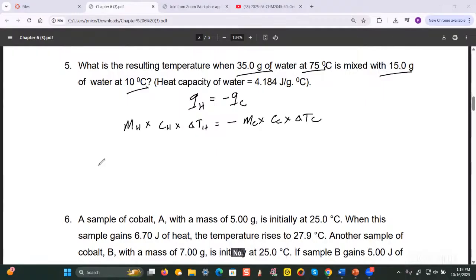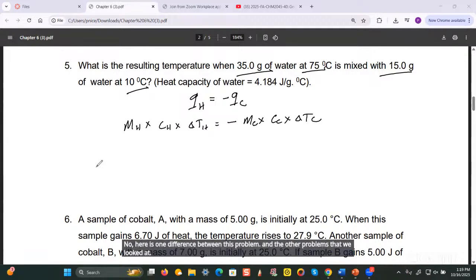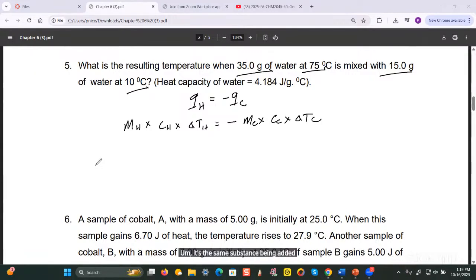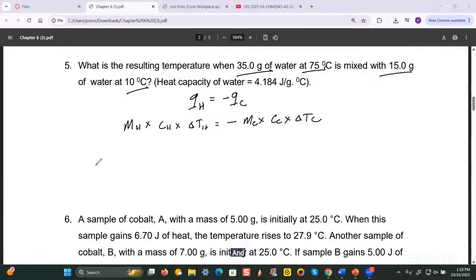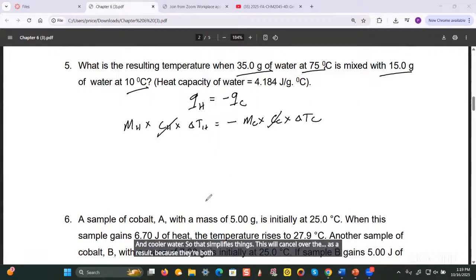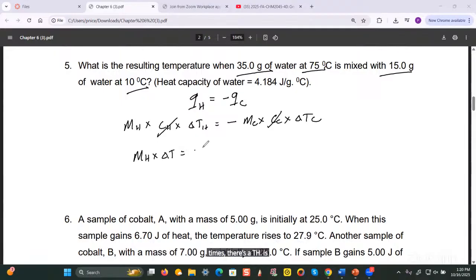Now here is one difference between this problem and the other problems that we looked at. It's the same substance being added together, which means that the specific heat will be the same for both the hot and cooler water. So that simplifies things. This will cancel out with that because they're both the same. You see what I'm saying? Let's continue. So basically this reduces to MH times delta TH is equal to minus MC times delta TC.